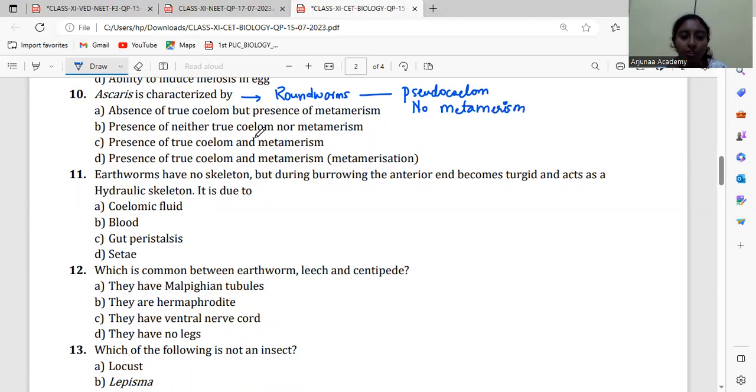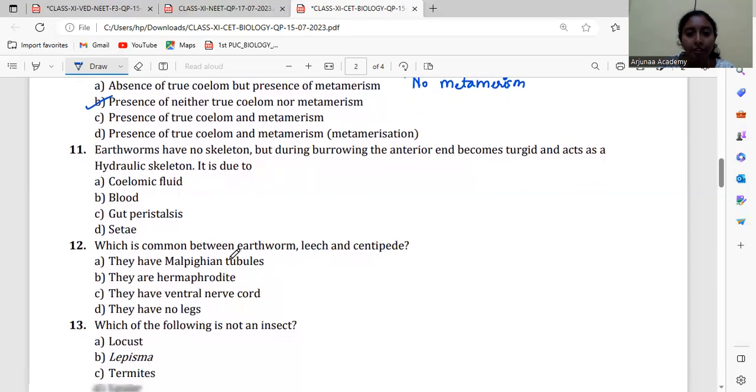So here in the options, option B says presence of neither true coelom nor metamerism. So that is actually the character of Ascaris. Then again the 11th question, this is of structural organization, which we will be discussing in the other chapter.